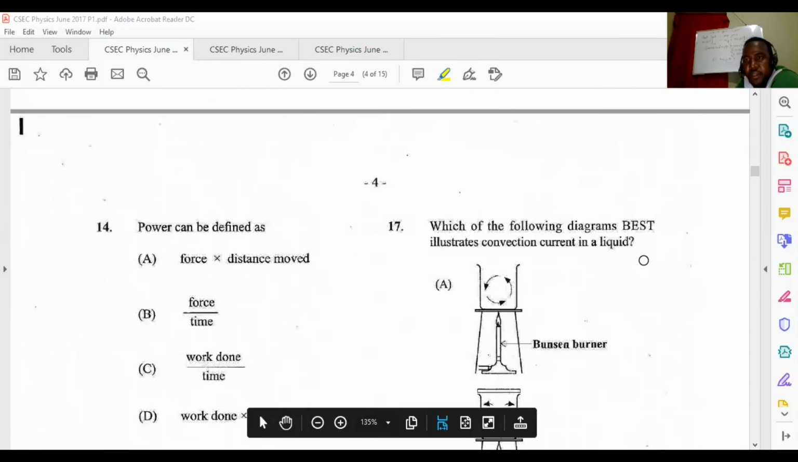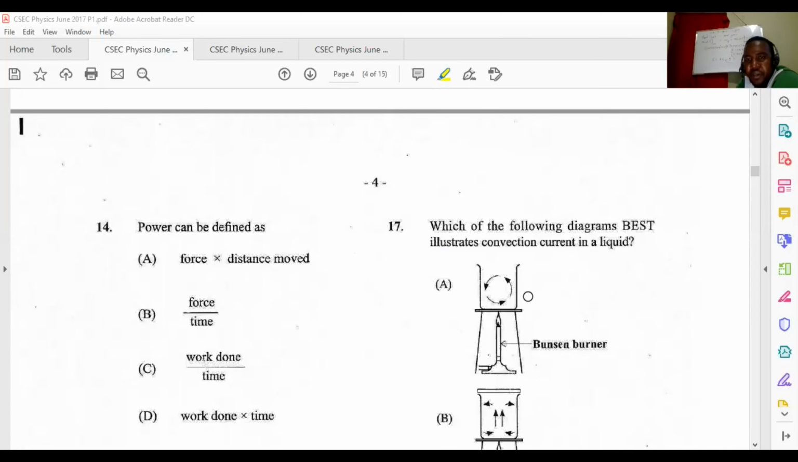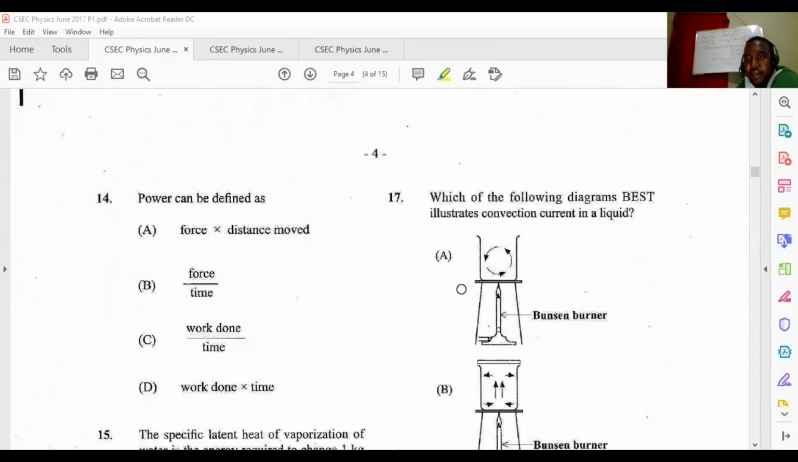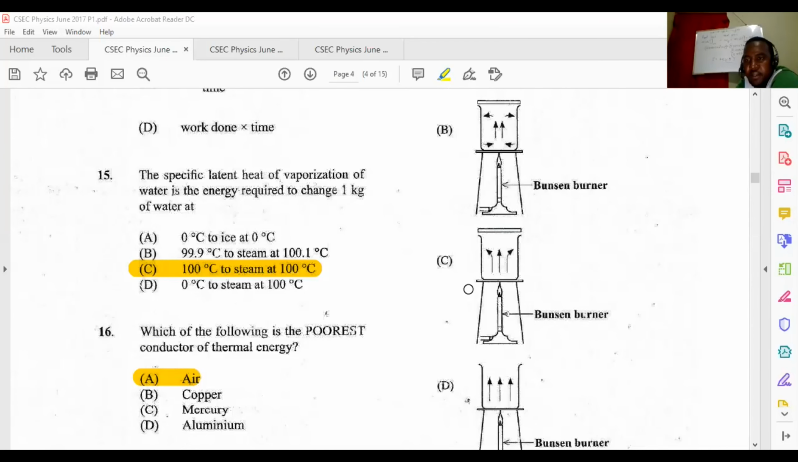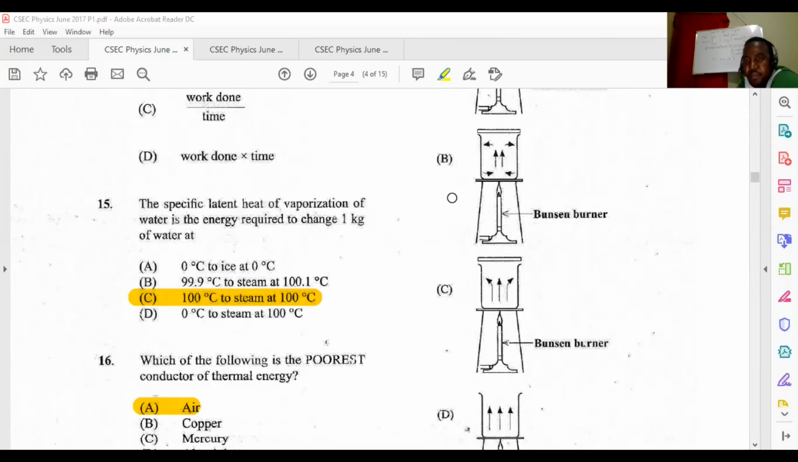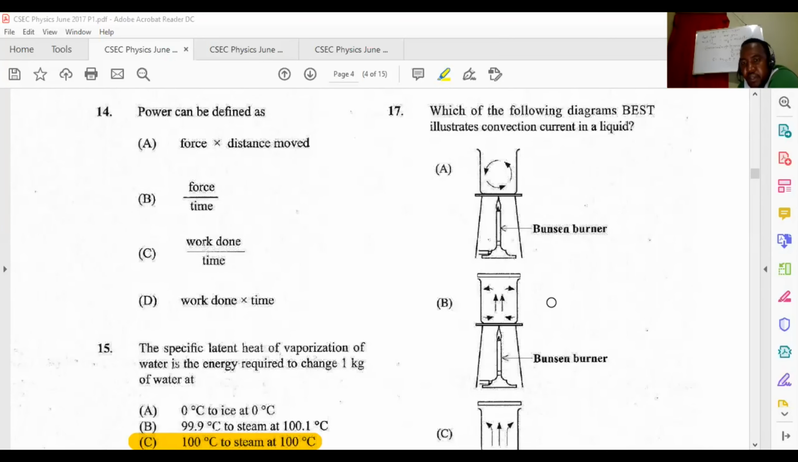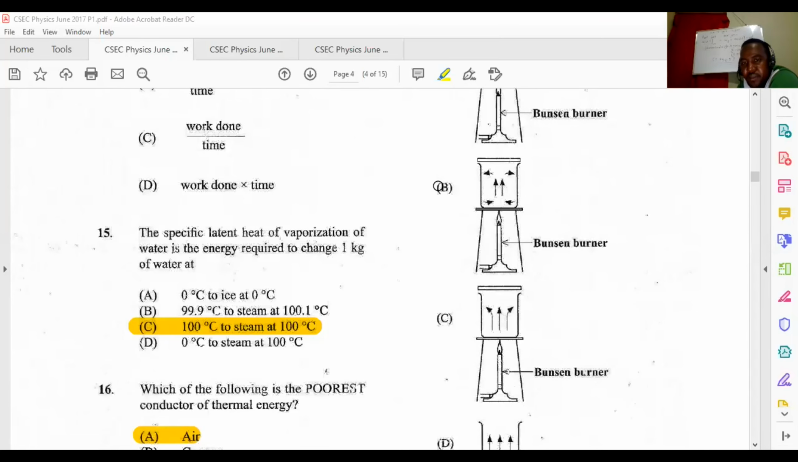All right, next, which of the following best describes or illustrates convection current in a liquid? C. All right, someone says C, someone says B. Any other? B. Yes, it is B. Right, so it goes up and then circulates to downwards. So up, then down. Right, so B.